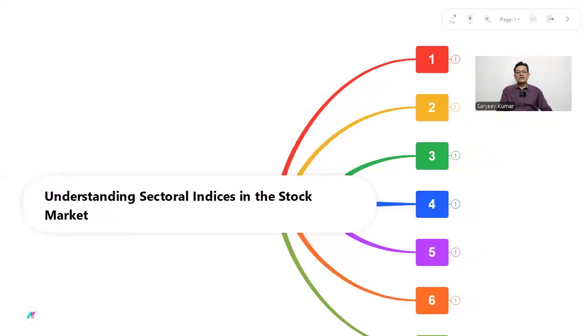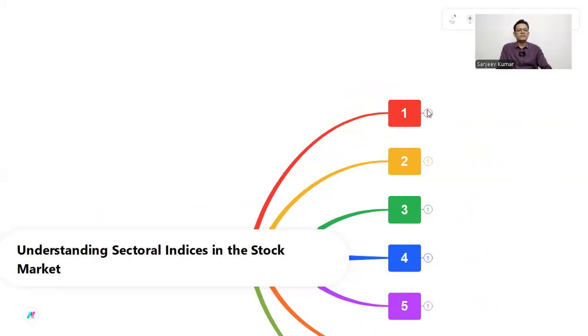So in today's video, I am going to share all the points which are required to find the trending sector. I will give you the list of sectors and all the points. So I am just sharing the mind map. Understanding sectoral indices in the stock market.